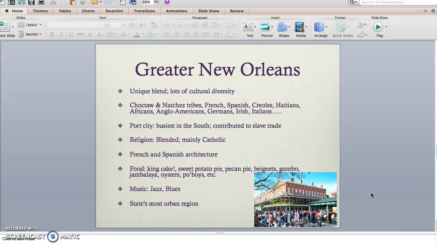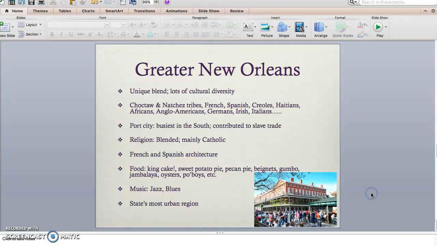Music, obviously, you have jazz, blues, country, all of those styles, but all throughout the state, rock and roll is popular, gospel music's popular, and then the more popular musics of today are popular, like pop and rap and hip hop. So that we're seeing all over the state, not just in a specific region.